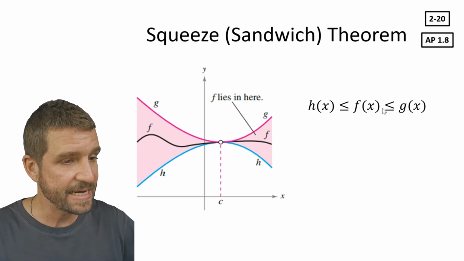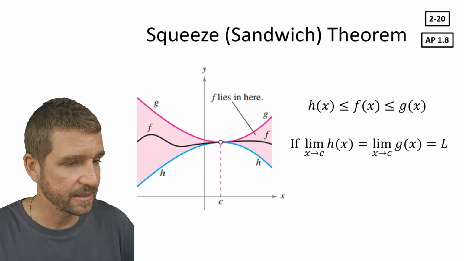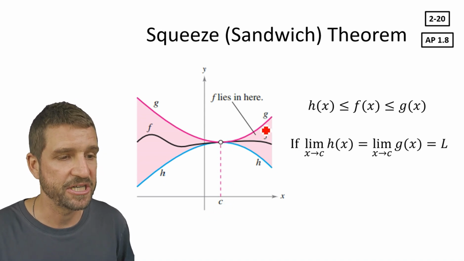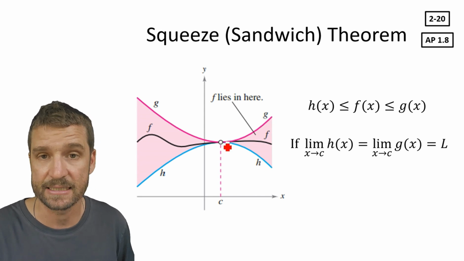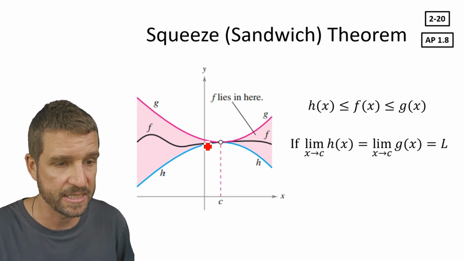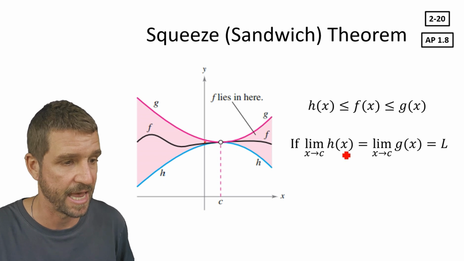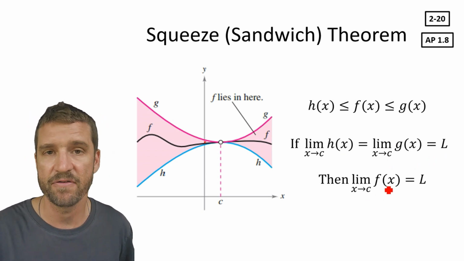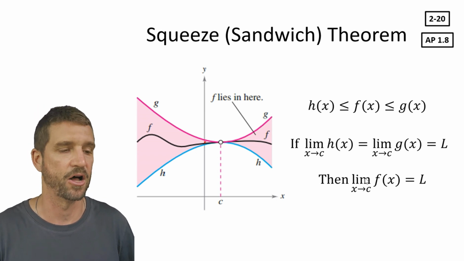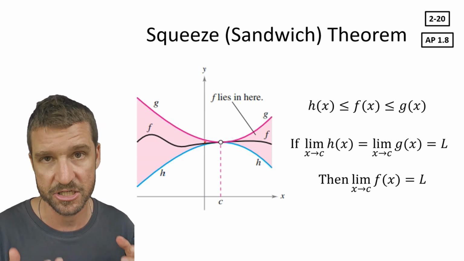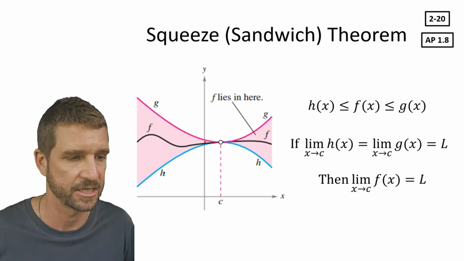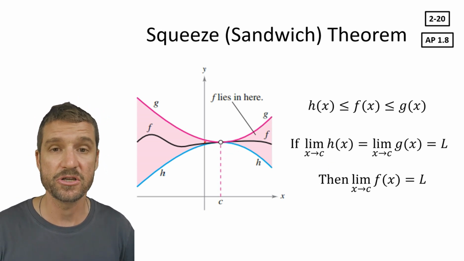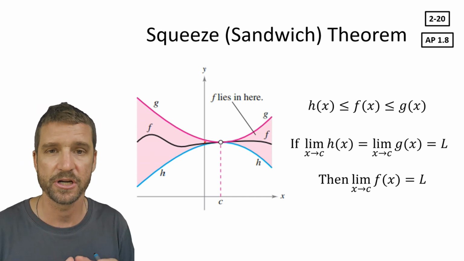Okay? So the idea here is that if we take the limit, for example, as X approaches C, if the limit as X approaches C of G and H are the exact same value, this value here, which is L, then we can also say that the limit as X approaches C of F of X is also going to be equal to L, because F is always between G and H, or equal to them as it is at L. Okay, so this will most commonly be used when trying to find a trigonometric limit.